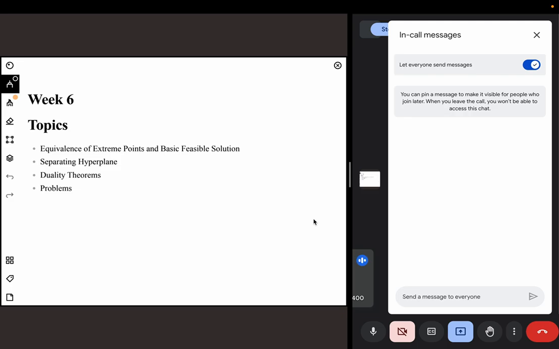This week is mostly discussing the equivalence between extreme points and basic feasible solutions. We discussed both these definitions last week, and then the concept of separating half plane, duality theorems, weak duality and strong duality are discussed this week. These are the main topics for this particular week.